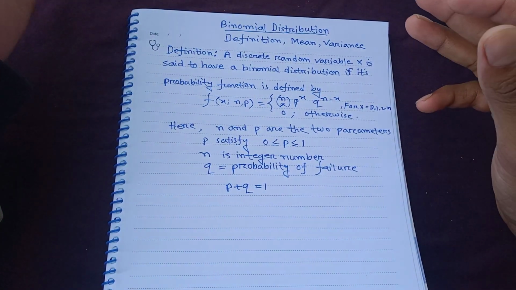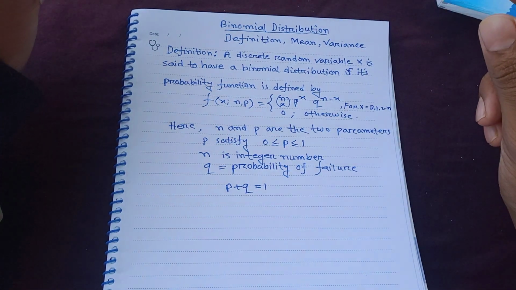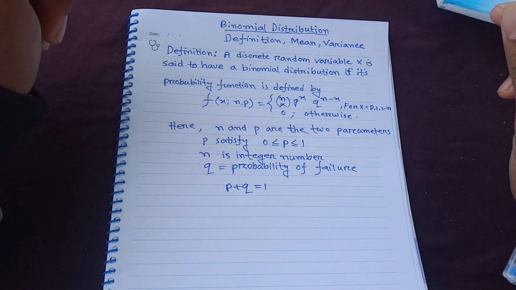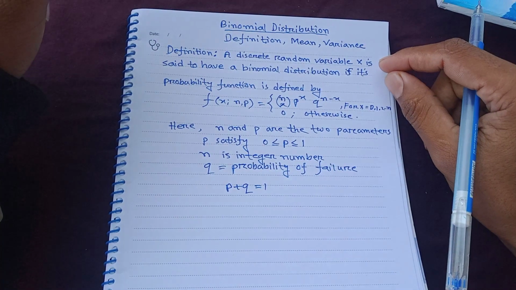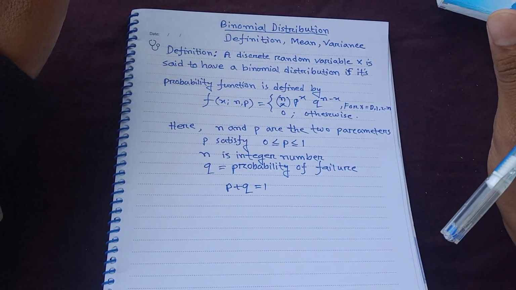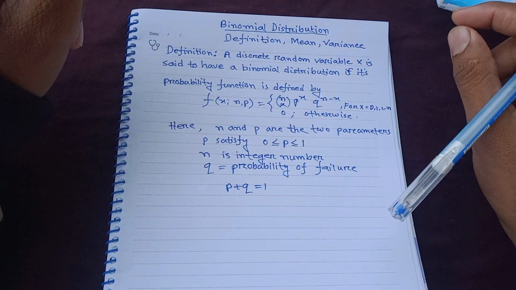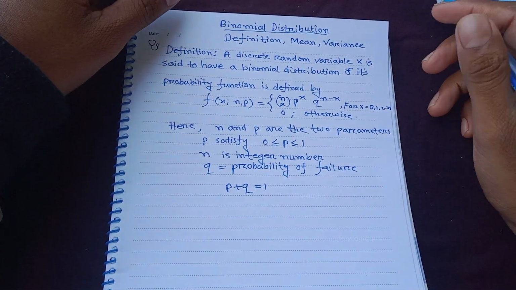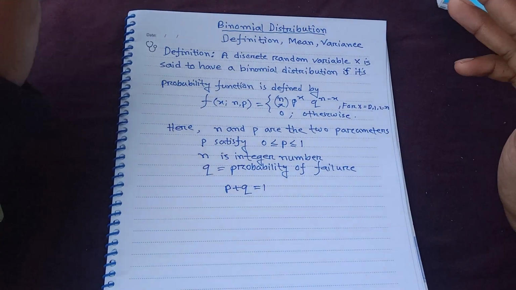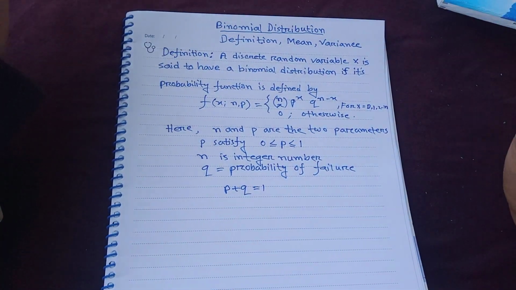Why is it discrete? Because in the binomial distribution, x takes a countably finite number of values. For this reason, the binomial distribution is one kind of discrete distribution. Binomial distribution has two types of fair outcome.